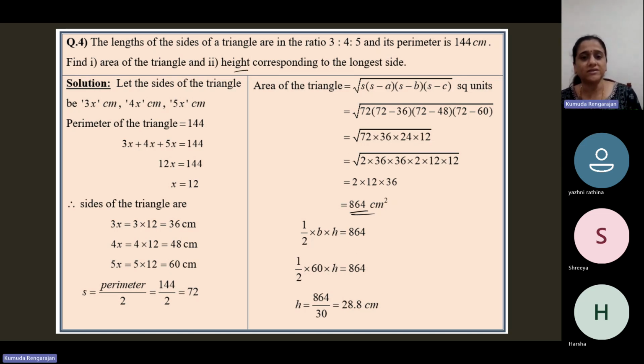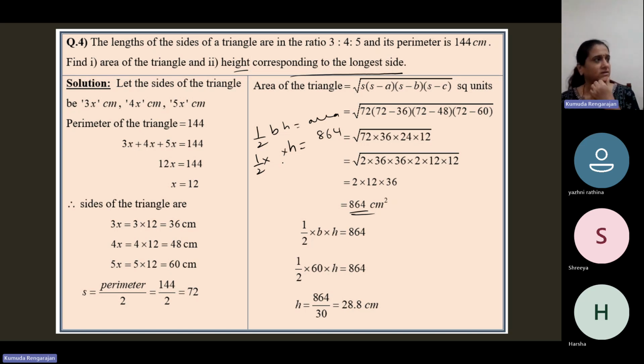Next, we need to find the height corresponding to the longest side. You need to find h. Now go back to the formula: half base into height is equal to area, right? What is the area? 864. You need to find the height, so h you don't know. That means you should substitute for b. Area is 864. H we don't know. We have to find b.